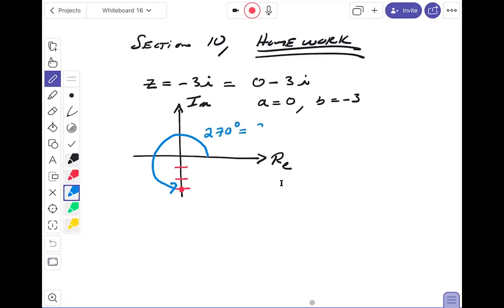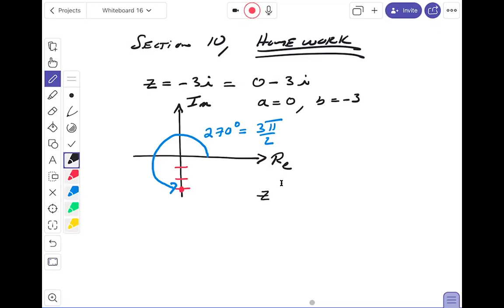or 3 pi over 2. Sometimes I'll use degrees, sometimes I'll use the radian. Computationally, it's probably easier to use degrees, but I'm not too worried about that. So what's the form they want down? They want the polar form down. So I'll write the polar form down.